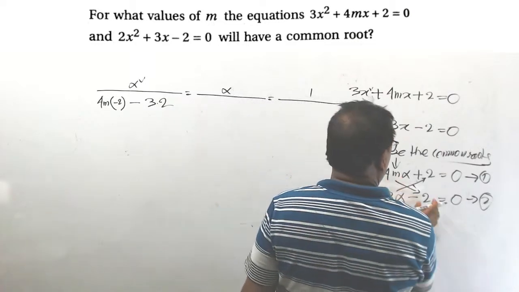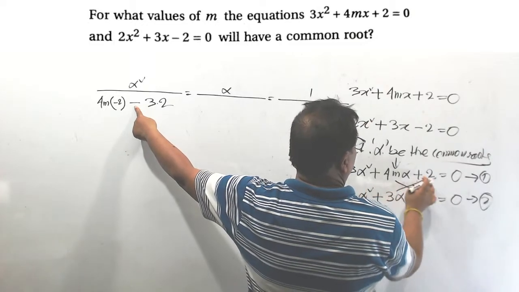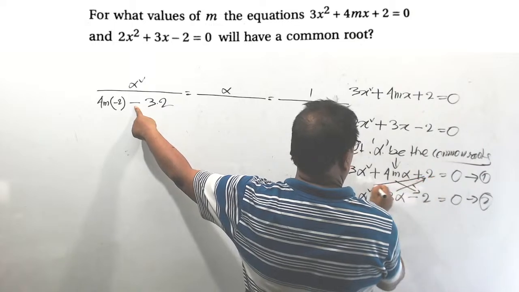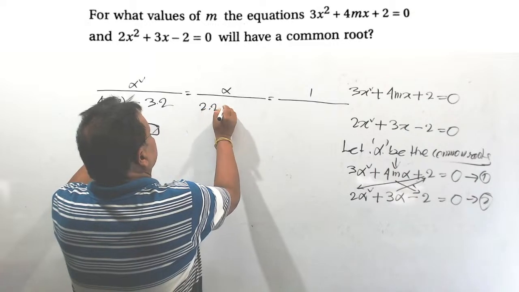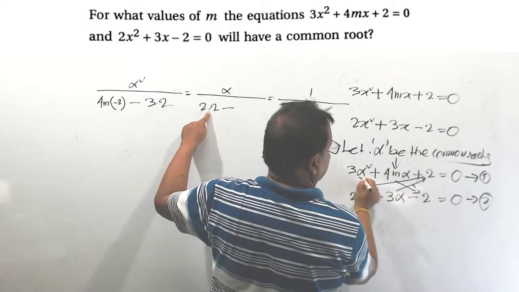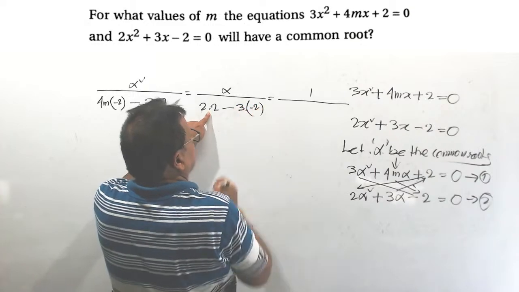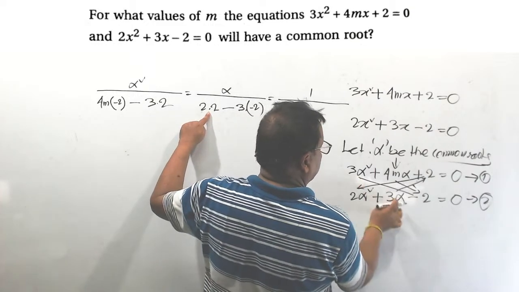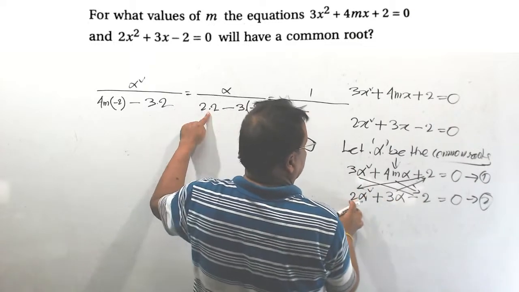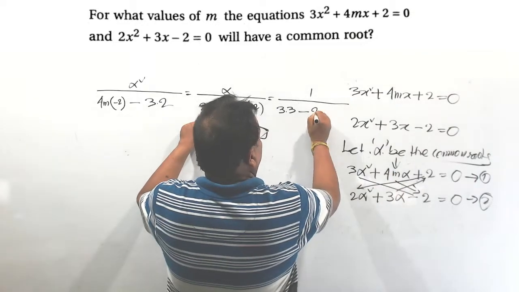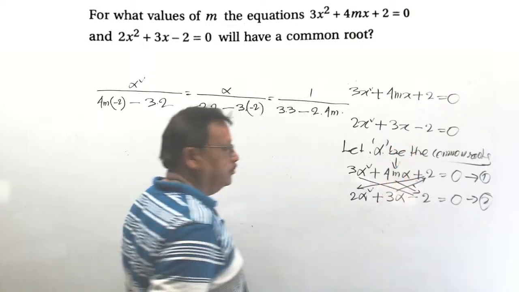That is 4m into minus 2, minus 3 into 2. Now come here directly. 2 into 2 minus 3 into minus 2. Okay, carefully. Now 3 into 3 minus 2 into 4m. Okay, right?